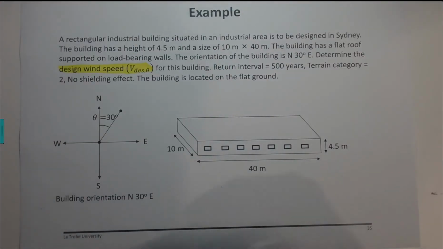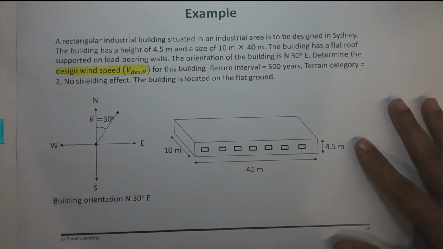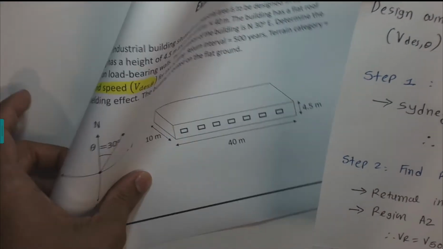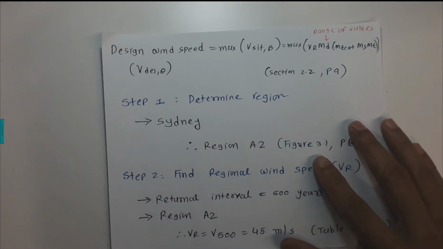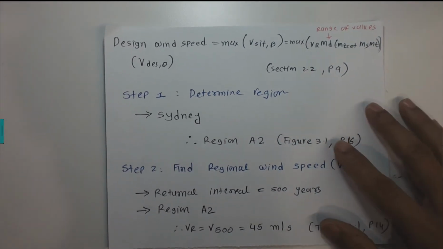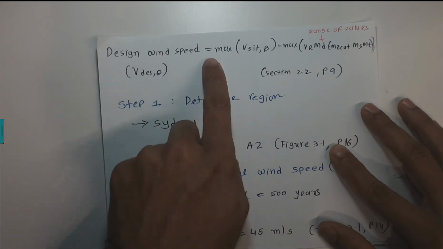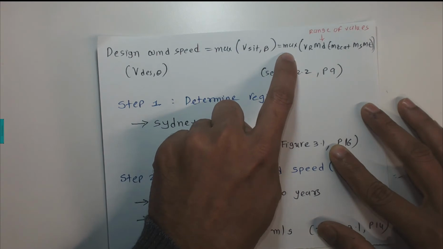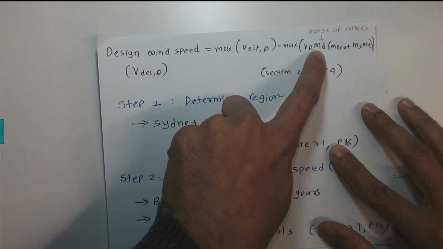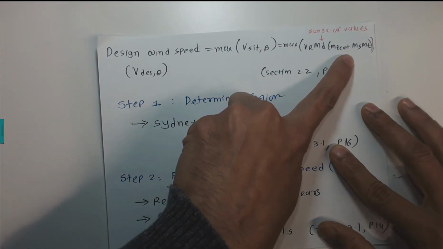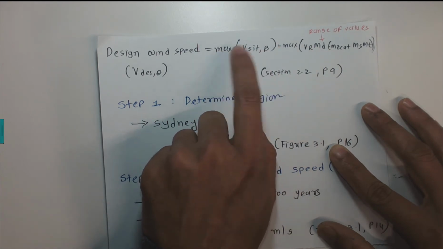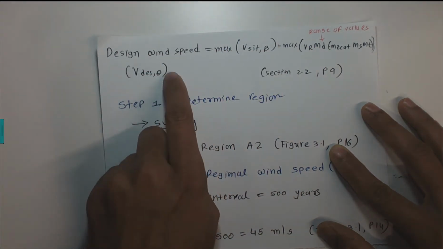To start this example, we are going to follow some steps. As I mentioned, the design wind speed is equal to the maximum of V site beta, and we need to get the maximum value of VR, MD, MZ cat, MS and MT. This is the MD value. We will find the various MD values, but we need the maximum MD value to get the maximum site wind speed. That maximum site wind speed is our design wind speed.